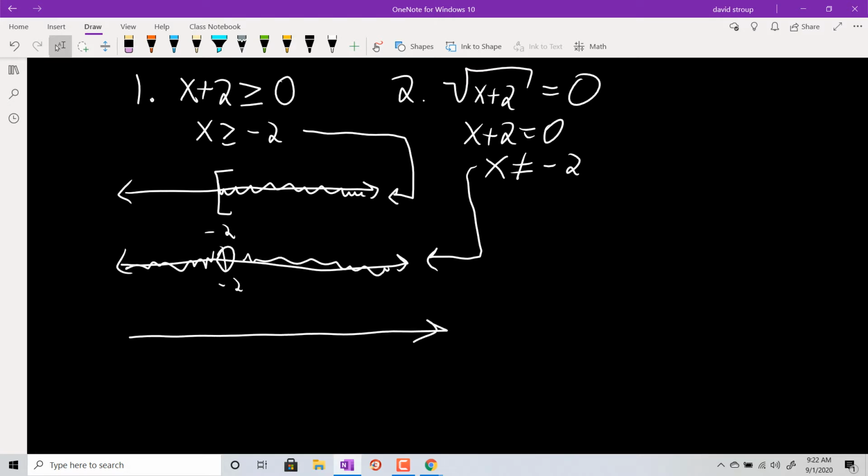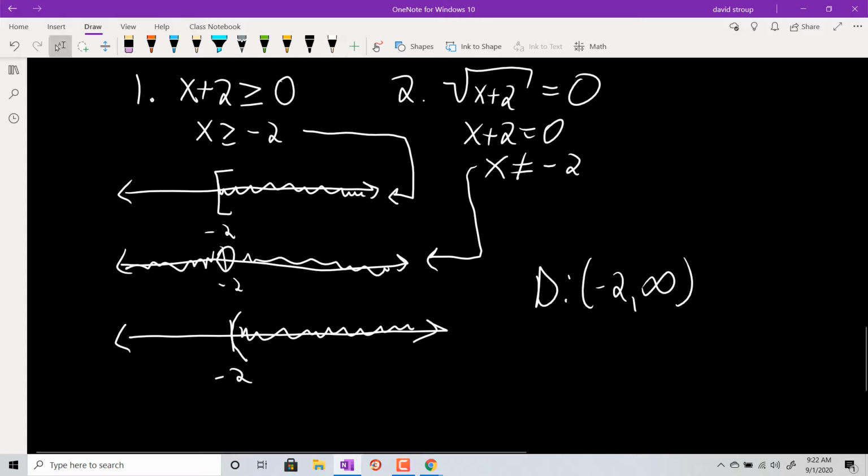And for us, nothing below negative 2 is in both. Negative 2 is not in both. It's in the first interval, but not the second. But everything above negative 2 is in both intervals. So we use a parenthesis and then everything above negative 2. So the domain in this case is going from negative 2 to infinity.